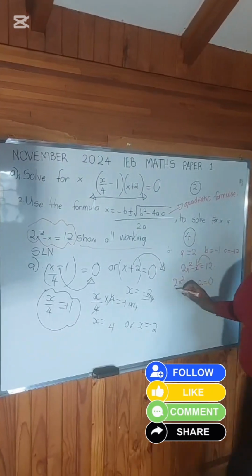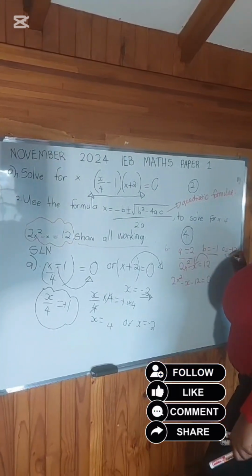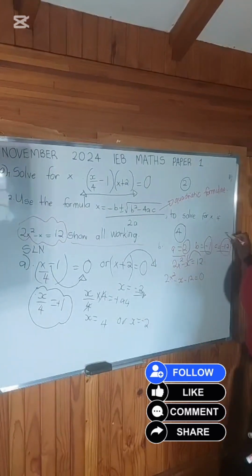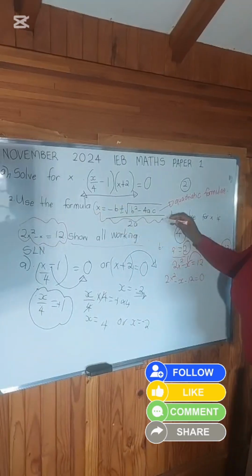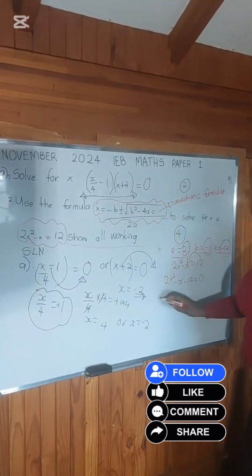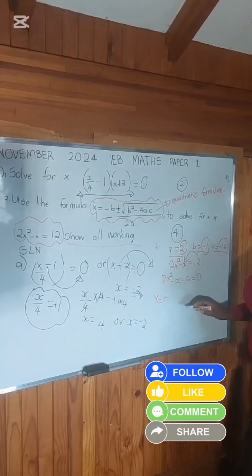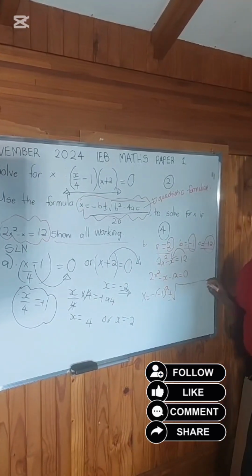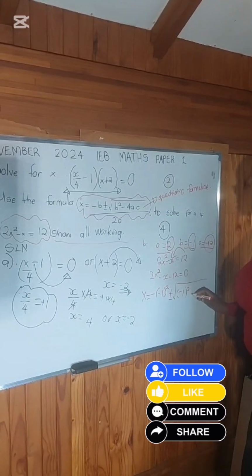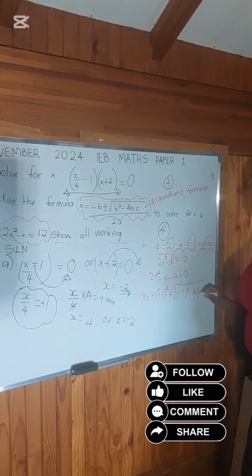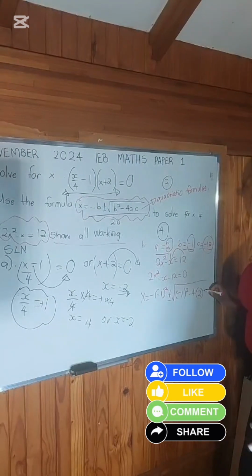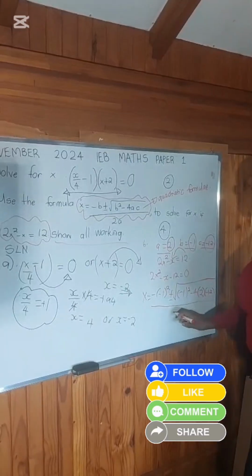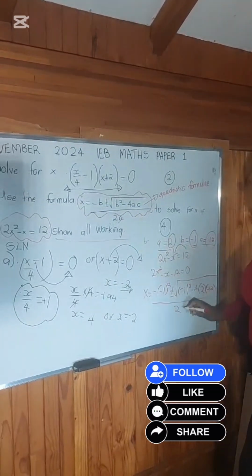And then you come here, so you have your a, you have your b, and you have your c. So we are going to take these values that we have, and then we put them inside this quadratic formula. So x is equal to minus negative 1, plus or minus the square root of negative 1 squared minus 4. The value of a is 2, so we are going to substitute 2, and then the value of c is negative 12. We are going to substitute negative 12, and then we divide by 2, and then the value of a is 2.